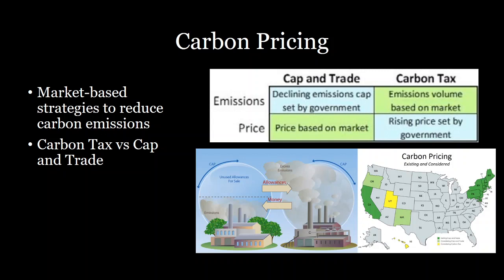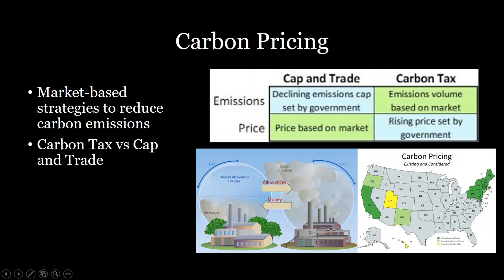Both these policies have pros and cons that we'll get into, but you can see here that cap and trade programs have the benefit of having emissions levels set by the government, and the downside perhaps of having the price based on the market for whatever these companies consider the value of these vouchers. Whereas with carbon taxes, the amount of emissions is set by the market, and the price of that carbon is set by the government, who decides what that flat rate will be.